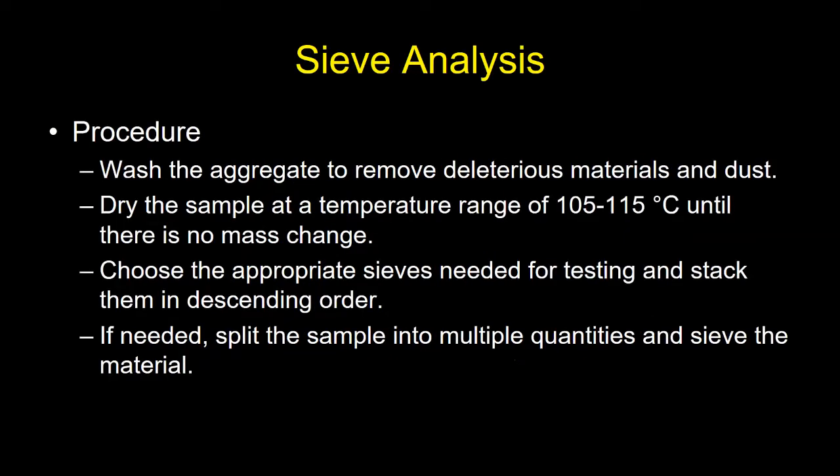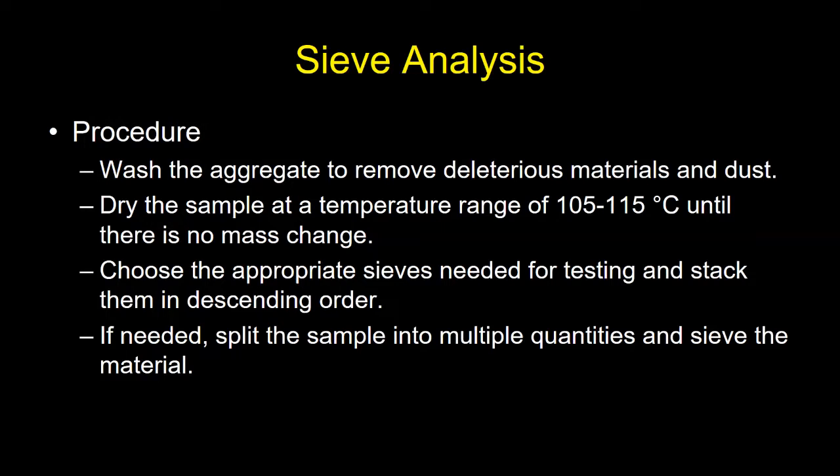So prior to doing the test, you wash your aggregate, make sure you remove any clay, any dirt, maybe vegetation if it was sitting in a stockpile. You clean that off, and then you want to dry the sample. You don't want the aggregate wet when it's going through those sieves. Some of them that are smaller are a little bit more fine, and so if it gets wet, it's not going to pass through. So you want to dry it in an oven that's about 200 degrees, 250 degrees Fahrenheit, 105 to 115 C, until there's no mass change. That means that all of the water has evaporated.